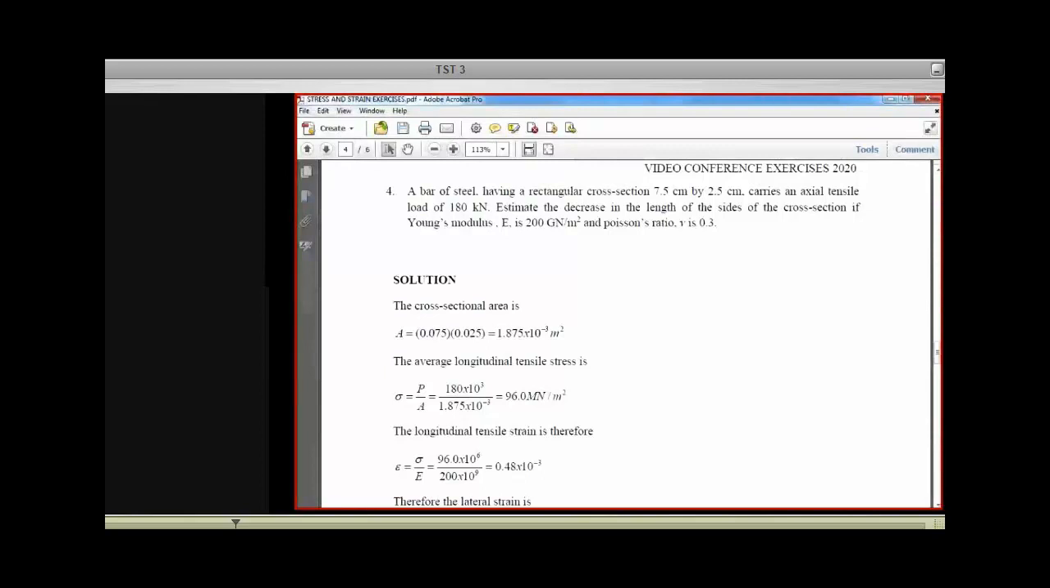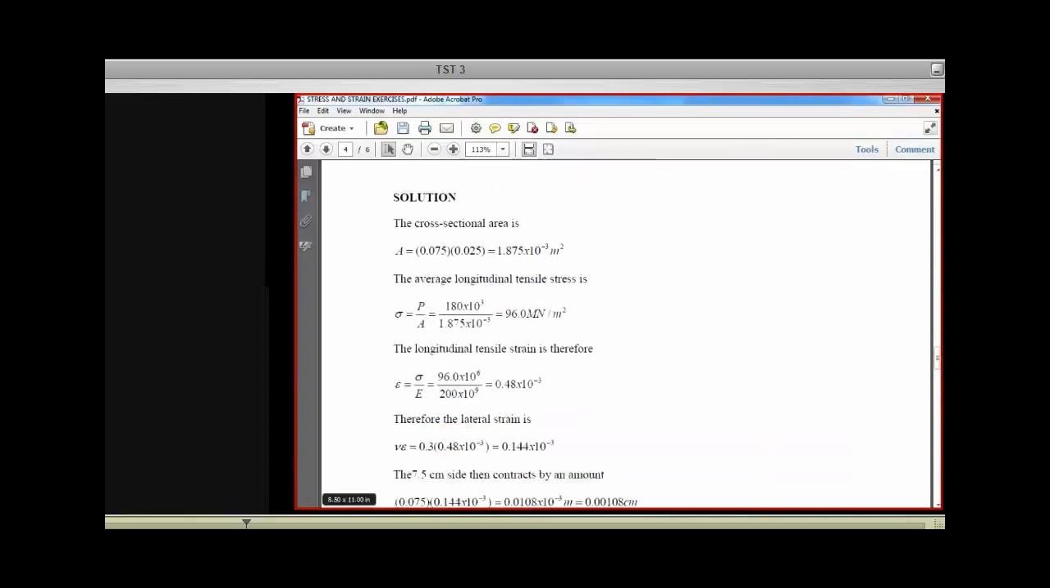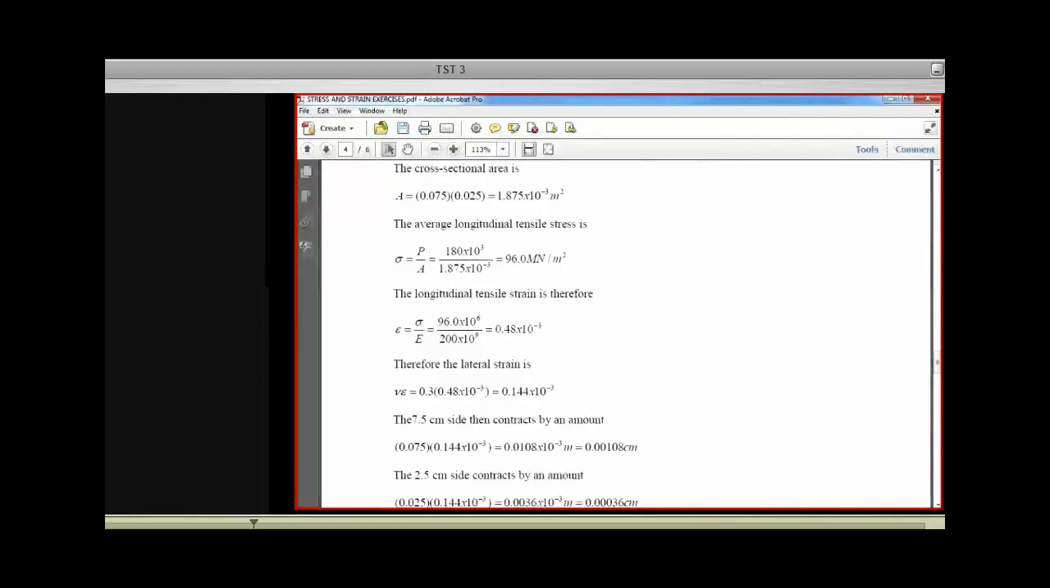Remember, the Poisson ratio is the transverse strain over longitudinal strain. And now that we know the longitudinal strain, the transverse strain on each side will be the Poisson ratio multiplied by the longitudinal strain. And that is what has been applied here. So the lateral strain is the Poisson ratio multiplied by the longitudinal strain.